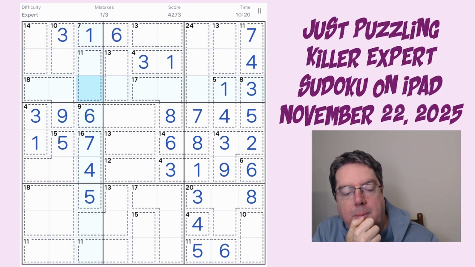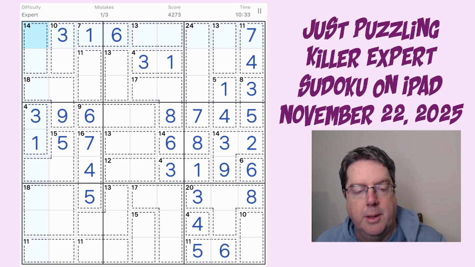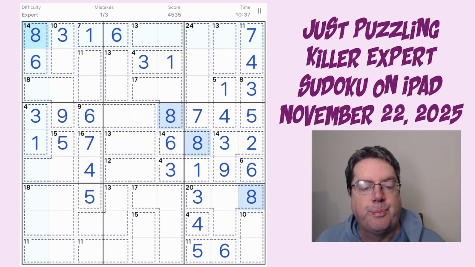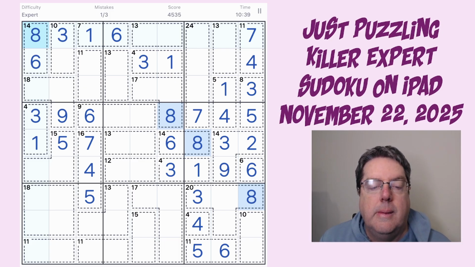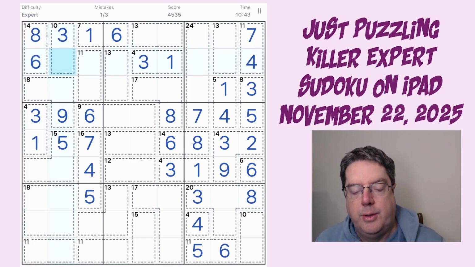So 8 can't be here, so 8 can be one of these two. So that means that 8 and 3 is here. 2 and 9 are here. Which means this can't be a 6, so this is a 6, leaving this to be an 8. Alright, so 5 and 6 can't be there, so this is a 7, leaving 5 can't be here, so that's a 5, leaving this to be a 4.